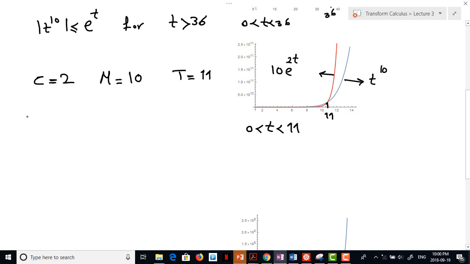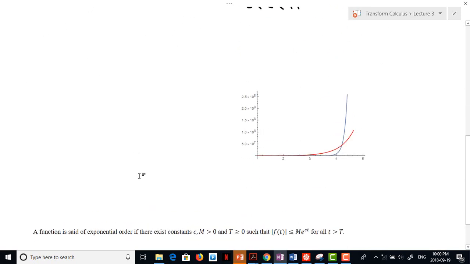For this range, you can say that t to the power of 10 is less than or equal to M, which is 10 to the power of 10, times e to the power of ct, with c equal to 2, and it is valid for t greater than capital T, which is 11. As a result, you could give me another set of constants for which this inequality is valid. So we can say that the function t to the power of 10 is of exponential order. Now let's see another example.